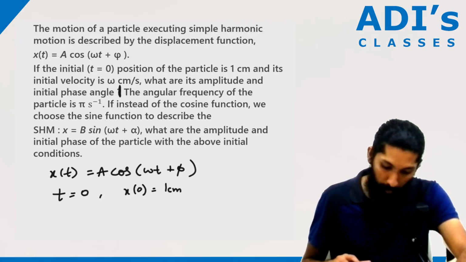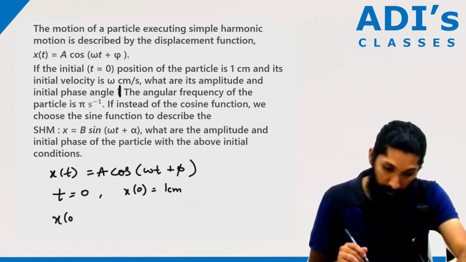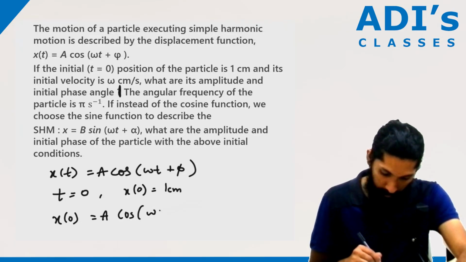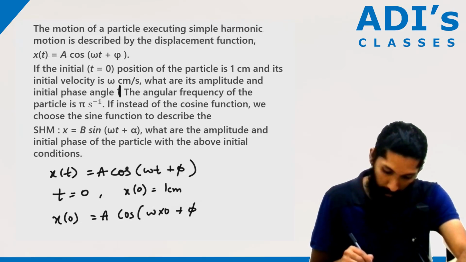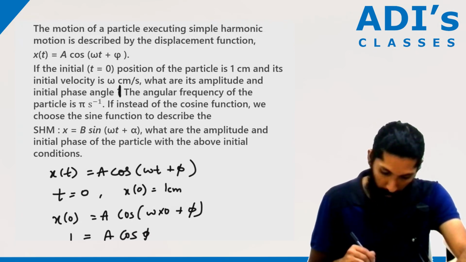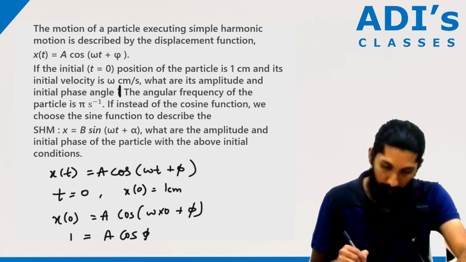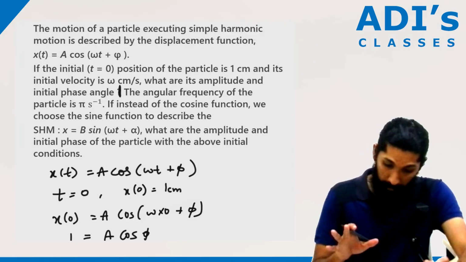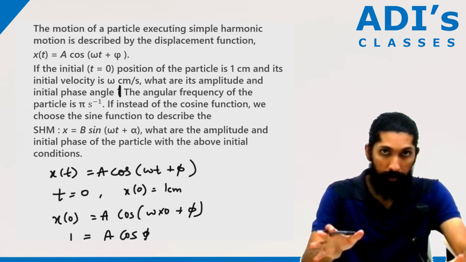Now let's substitute the values we have. x of 0 is equal to a cos of omega into 0 plus phi. The t value is 0, and x of 0 is 1. So 1 is equal to a cos phi. So a cos phi is equal to 1. Till here all of you are clear, right?